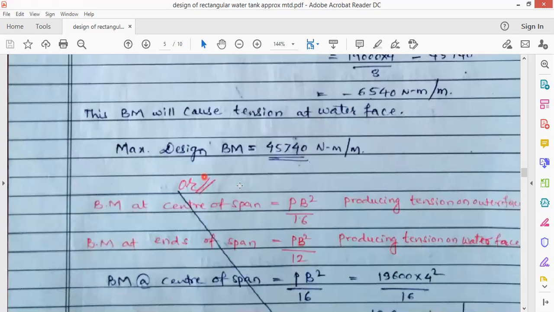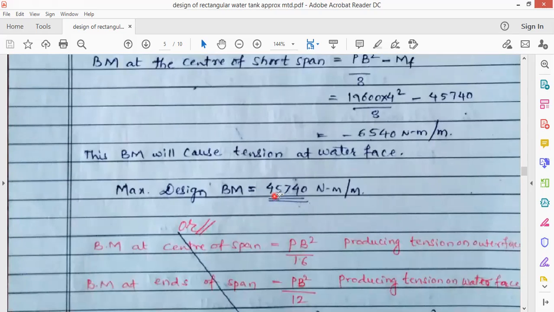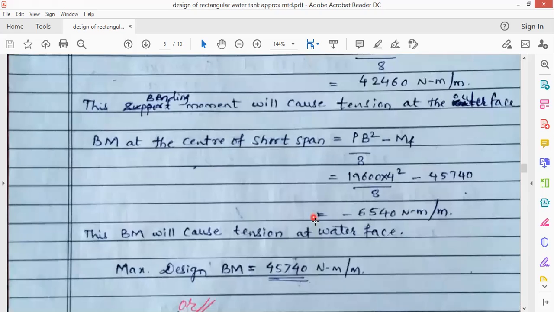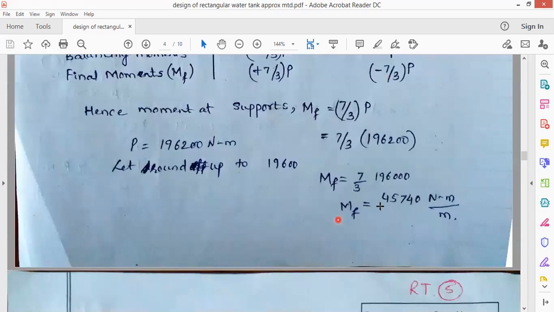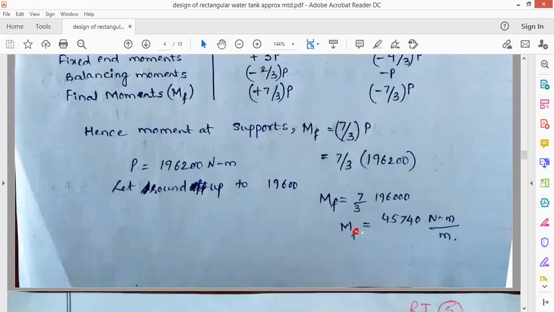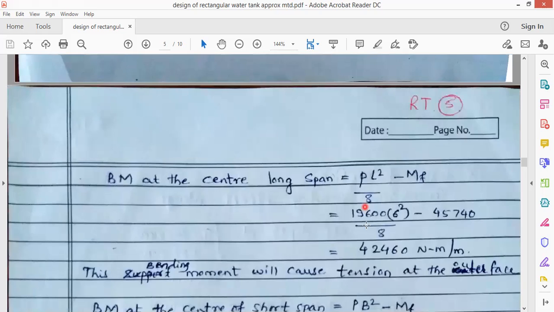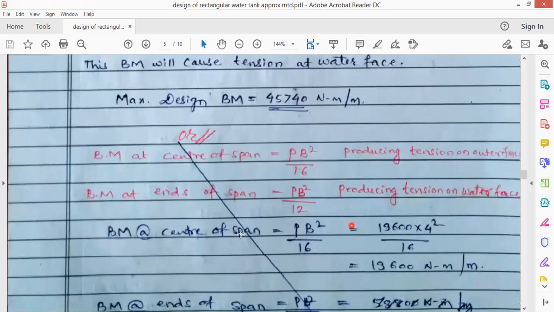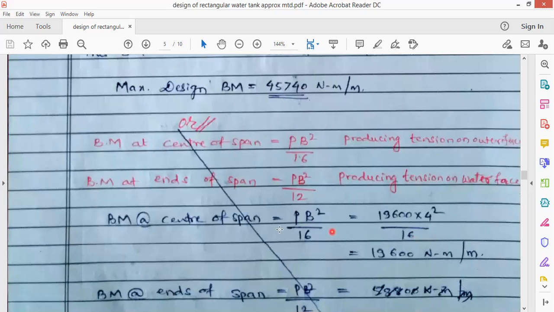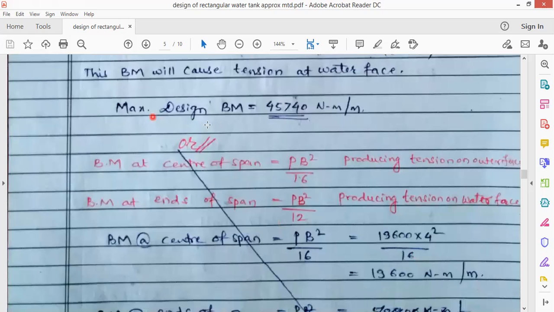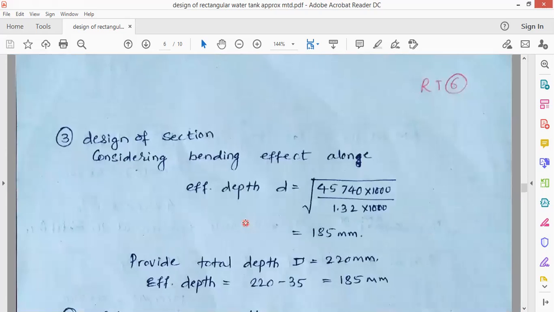So now the design moment we have obtained, that is MF, it is 45,740. Initially we have calculated this, right? So here it is 45,740. This is the design moment. So we will use this design moment. This is another method, so don't worry about this. So once we have this design bending moment 45,740 Newton meter per meter span, we are going to design the section for that moment.